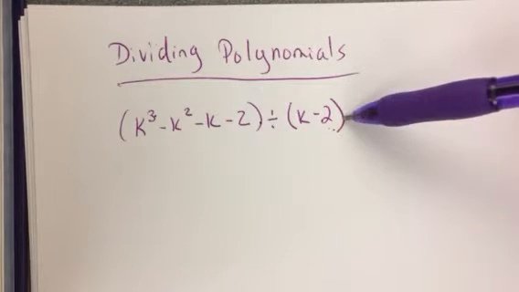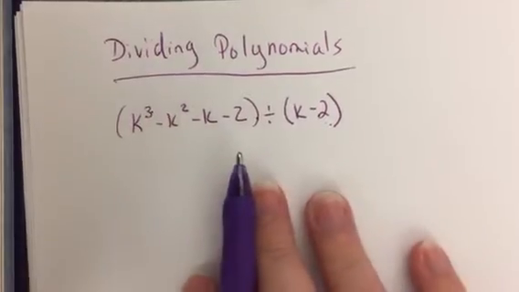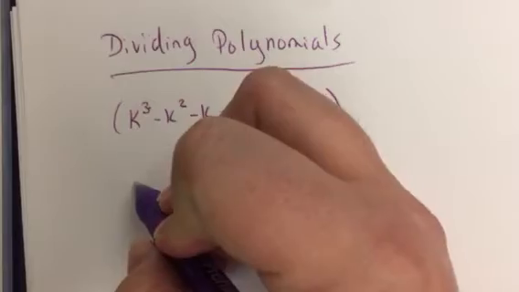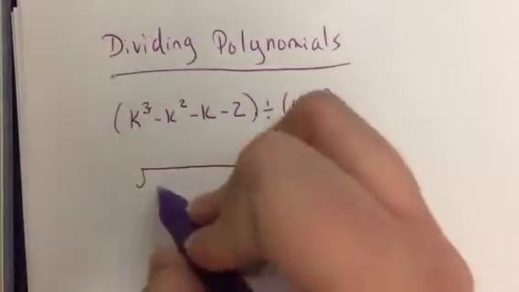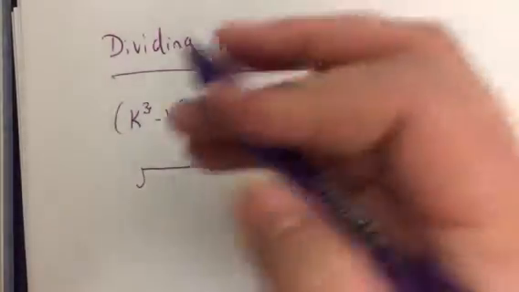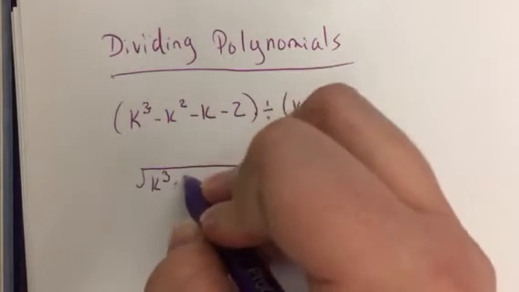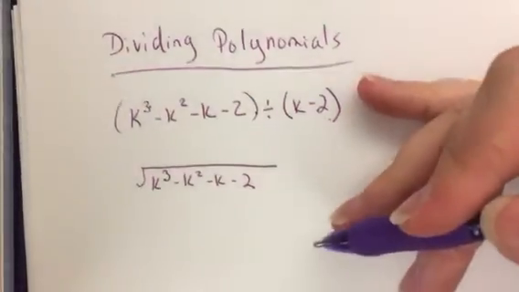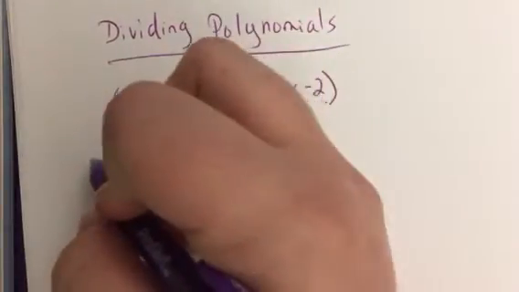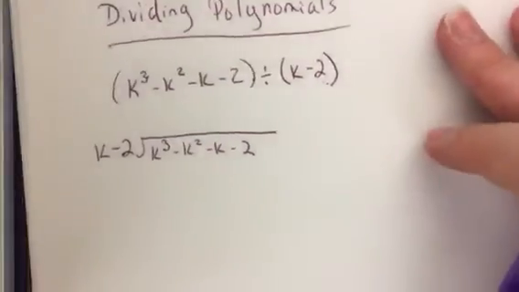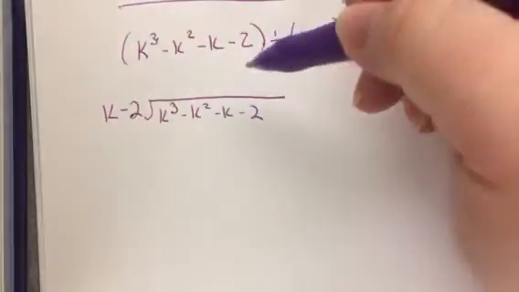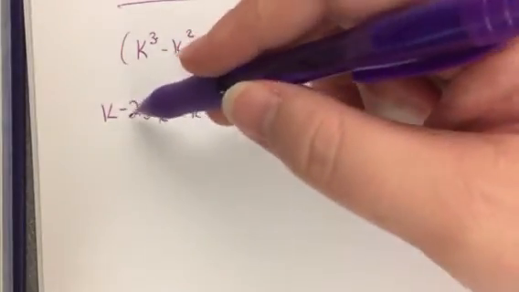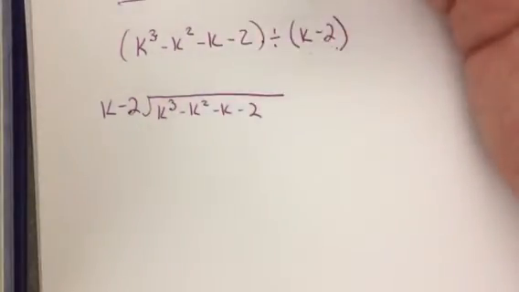What we're going to be focusing on is dividing polynomials with higher degrees by linear polynomials. We're going to set this up using what I call the division hut. I'm going to draw the hut here, and k to the third minus k squared minus k minus 2 goes underneath the hut, and then the k minus 2 goes on the outside. Don't let the k minus 2 freak you out yet. Usually you're used to dividing by one value, and that's what we're going to be doing.